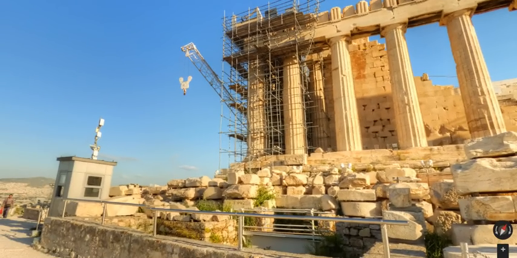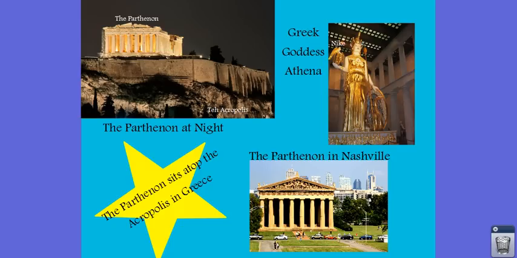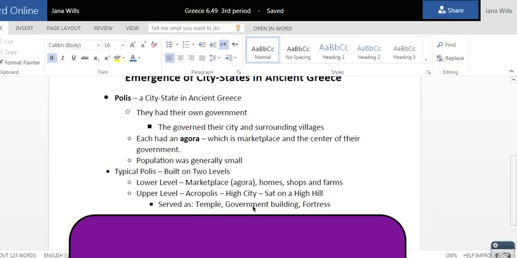Alright, so let's go back to our notes. Okay, one last thing in this lesson, and then we're going to skip on to the next lesson. And we're going to watch some videos that go along that will actually do a better job teaching this than I do. So let's look back at our notes here real quick. The last thing that we wrote was the typical polis was built on 2 levels, the lower level and the upper level, and what this high city served as: temple, government buildings, and the fortress.